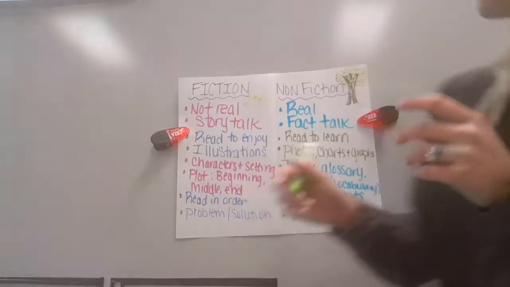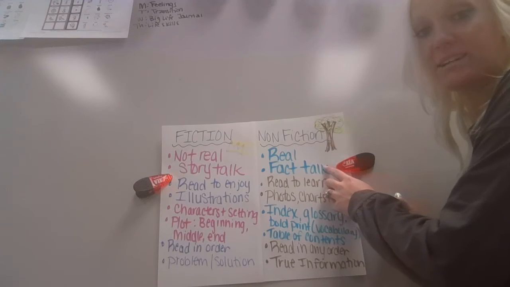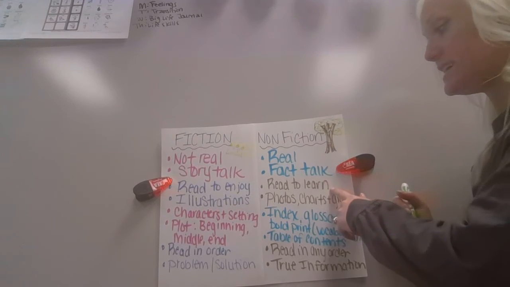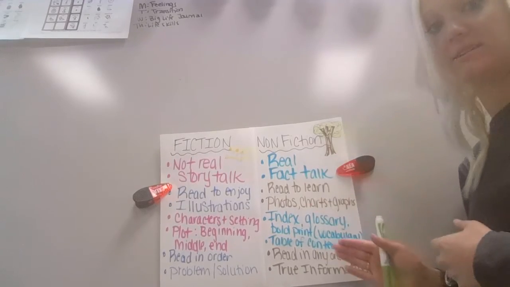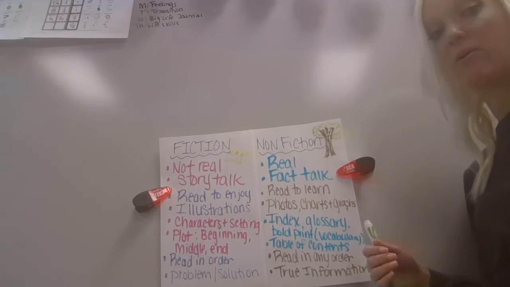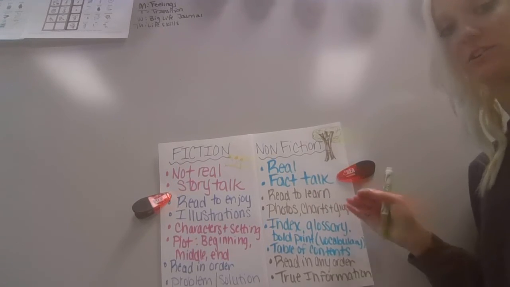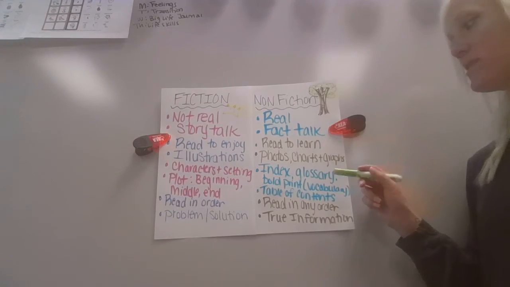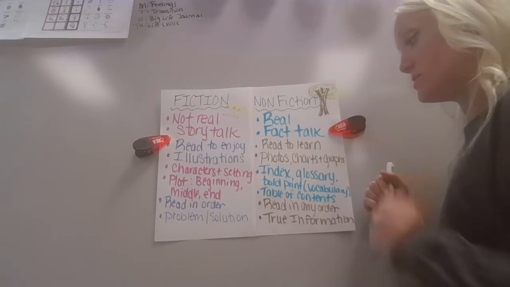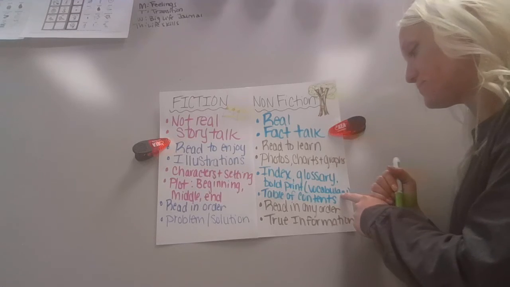Now, over here for nonfiction. For nonfiction, we have real information. It's fact talk. We read it to learn information. What it's asking us to learn or what kind of book we get is how we learn it. Photos, charts, and graphs, those are all going to be in nonfiction texts. We will have an index and a glossary. Most of the time, if there's vocabulary, they may be in bold print.